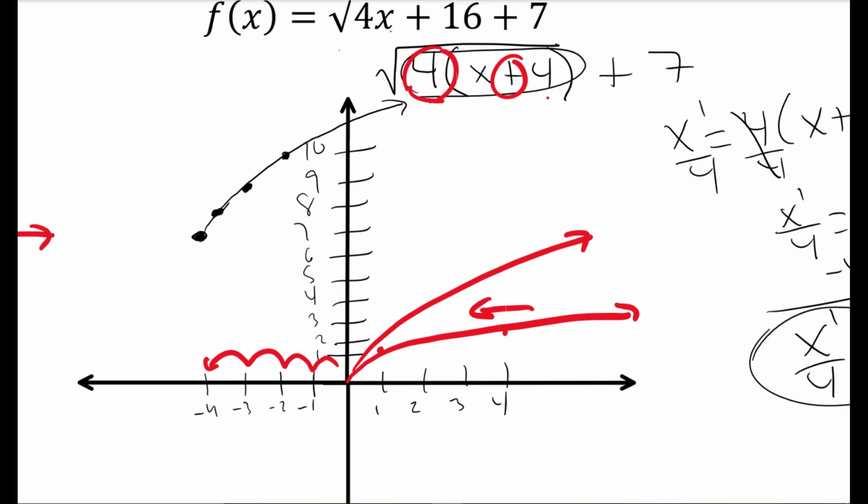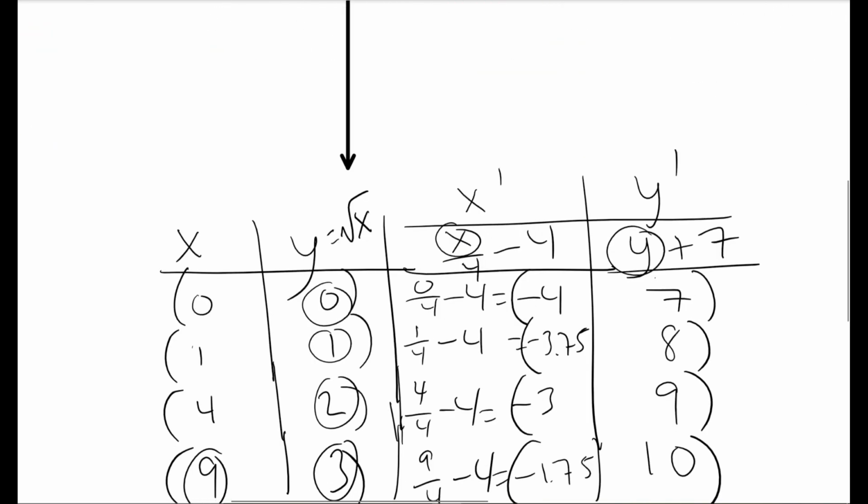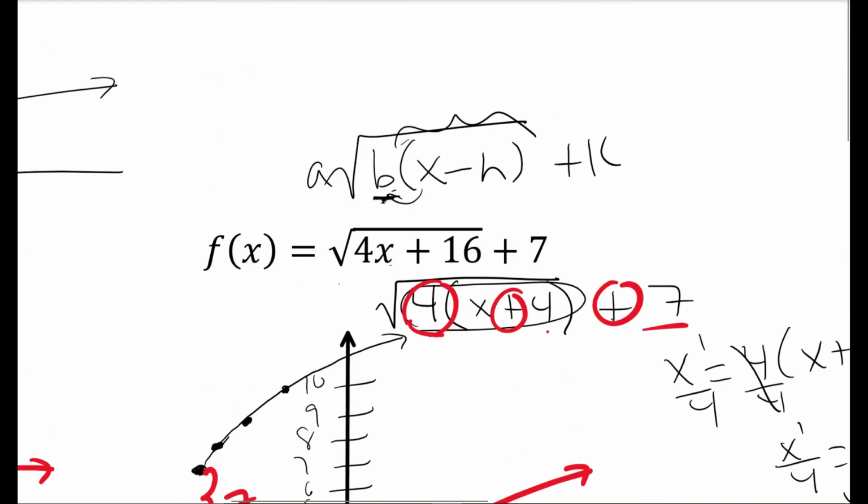And then the plus 7, it got shifted up 7, right? So it got shifted 1, 2, 3, 4, 5, 6, 7. It got shifted up 7 because of that plus 7. So we got all the transformations here. So basically, if you're able to do this table, you're able to account for all the transformations.